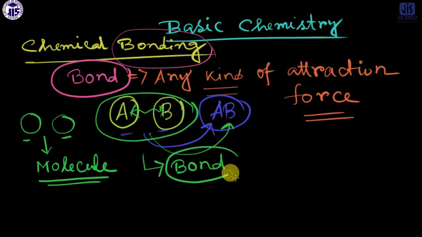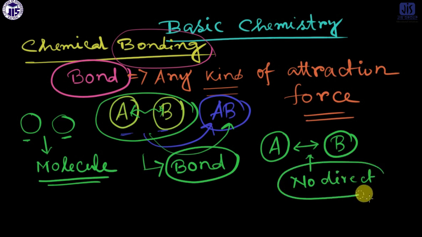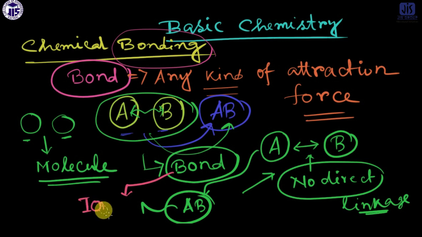Now the attraction force may be of different kinds. The attraction may be such that here is one atom and here is another atom, and there is only the attraction force, no direct linkage. There is no direct linkage between A and B, but there is a strong attraction force between A and B, and due to this attraction force, A and B can form the compound AB. This kind of attraction or bond is actually called an ionic bond. So keep in mind, one type of bond is called the ionic bond.